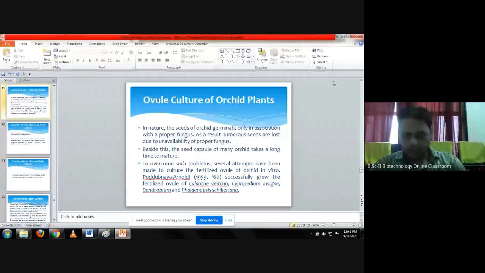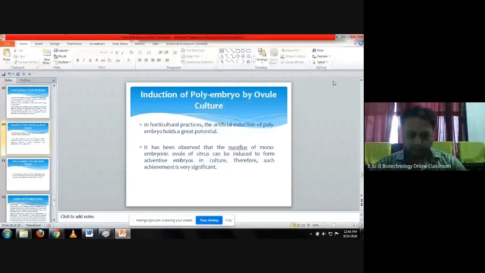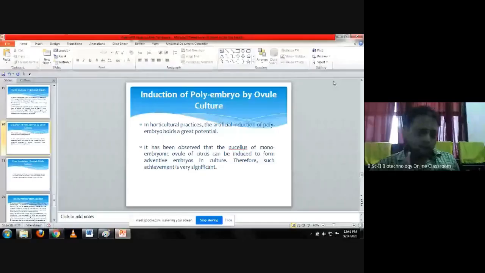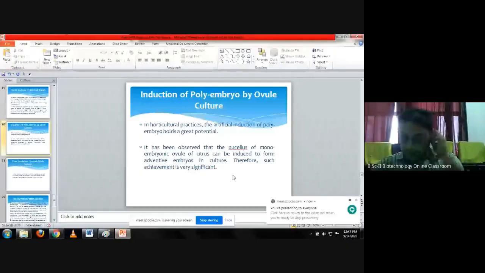Then the next example application is induction of polyembryo by ovule culture. In horticulture plants, polyembryo holds a very important, great potential. Polyembryo we get in mango. Whenever you consume these mangoes and throw away the seed, what happens? It will produce seeds, and these seeds will germinate. But some seeds will produce only one shoot and some will produce 10 to 15 shoots. This is called polyembryo.